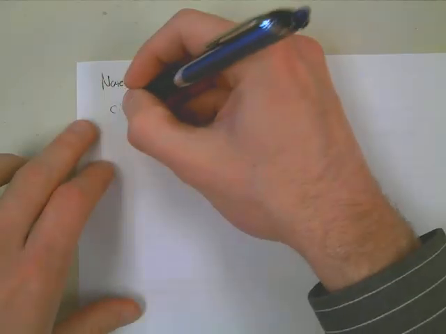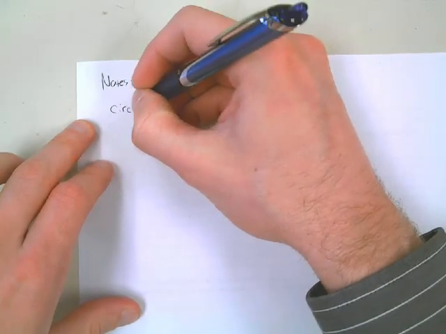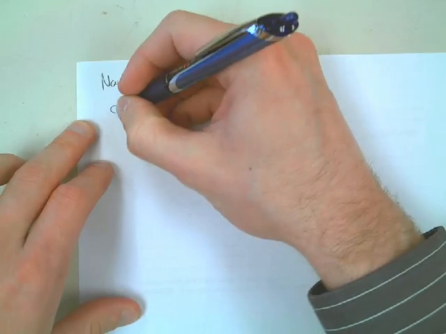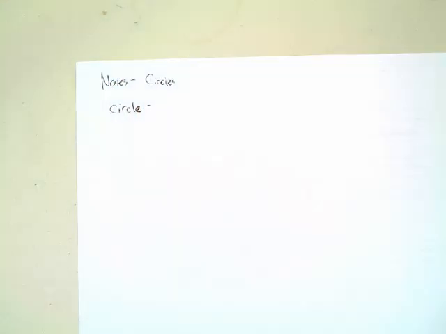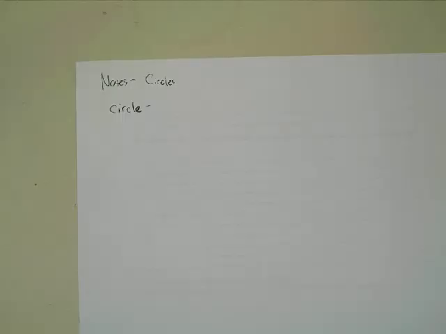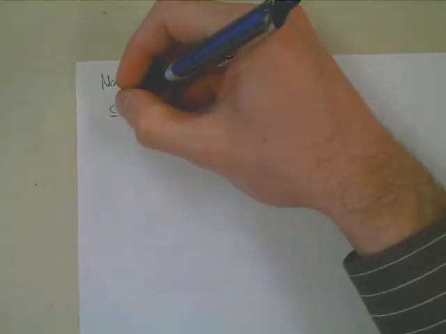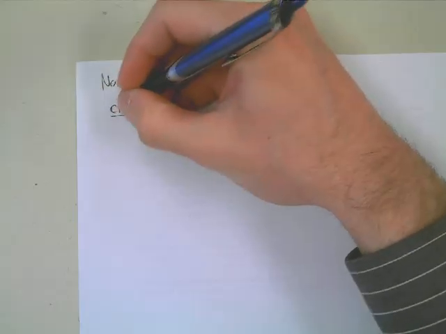Let's talk about circles. So what makes a circle? What's special about a circle? Okay, so it's round. Does it have any sides? By definition, it doesn't really have sides. It's not a polygon. It's curved.